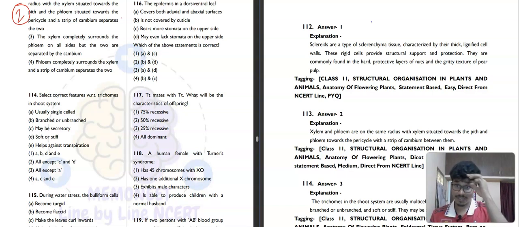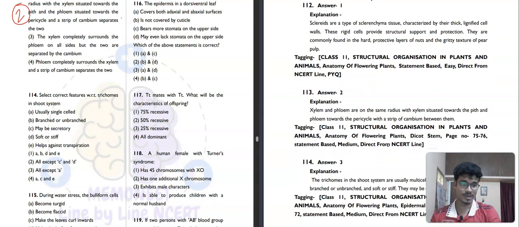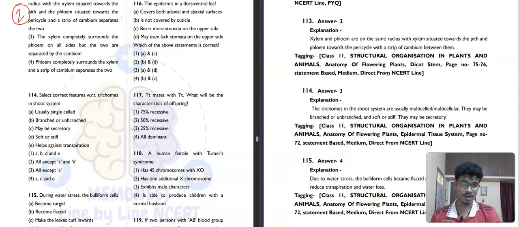Select the correct feature with respect to trichome in shoot system. You know that the trichomes in shoot system are usually multicellular. They may be branched or unbranched, soft or stiff, and may be secretory. Soft and stiff helps against transpiration. So yes, it also helps against transpiration. So the third option will be your correct answer for this question.